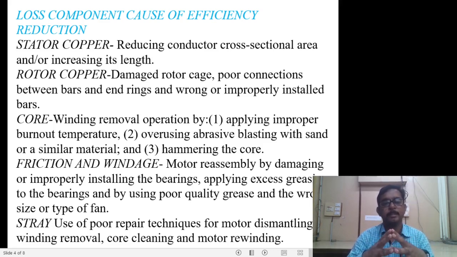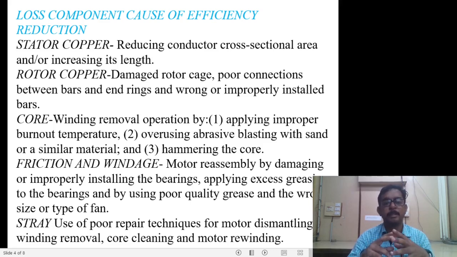Then friction and windage losses. These are due to motor assembly, by damaging or improperly installing the bearings. Sometimes the shaft of the induction motor is connected to a mechanical load, and if the mechanical load increases and the motor cannot support that particular load, then there is twisting of the shaft, and due to that twisting, mechanical pressure is applied on the bearings, and the bearing gets damaged.